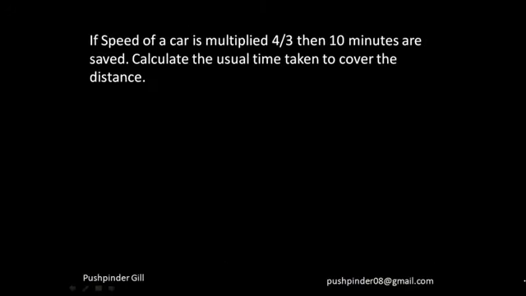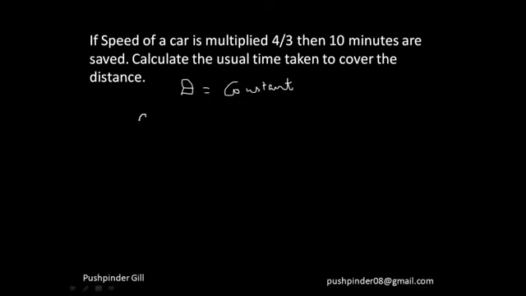So if the speed of a car is multiplied by 4 by 3, then 10 minutes are saved, right? So if I increase my speed to 4 by 3 of its original speed, then I save 10 minutes. So calculate the usual time taken to cover the distance. So we know that distance is constant here, right? So let me just state that before I start solving the question. The distance is supposed to be constant.